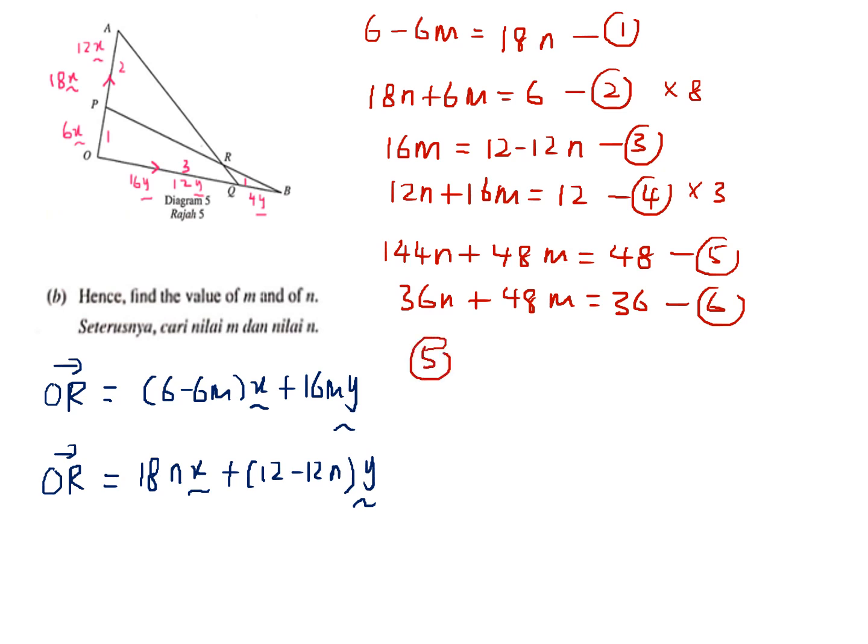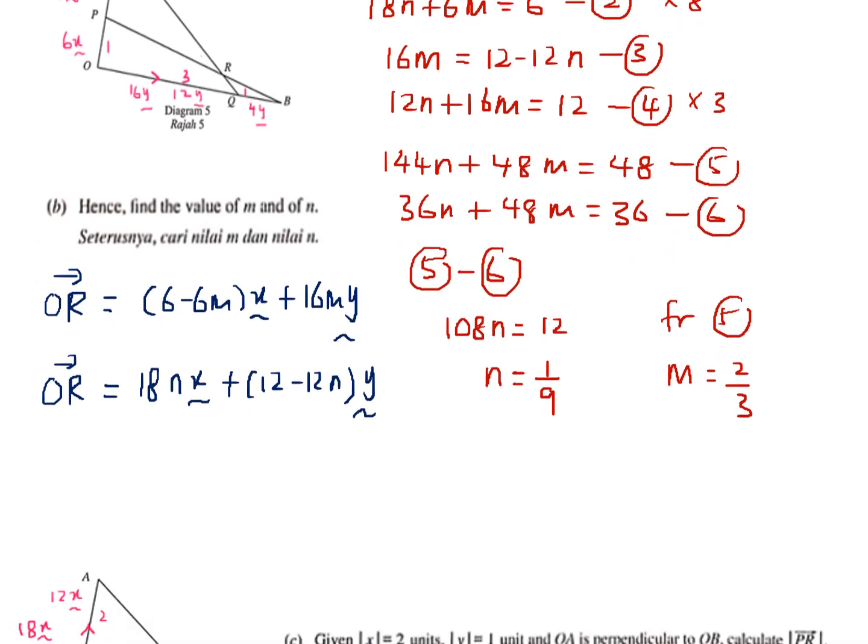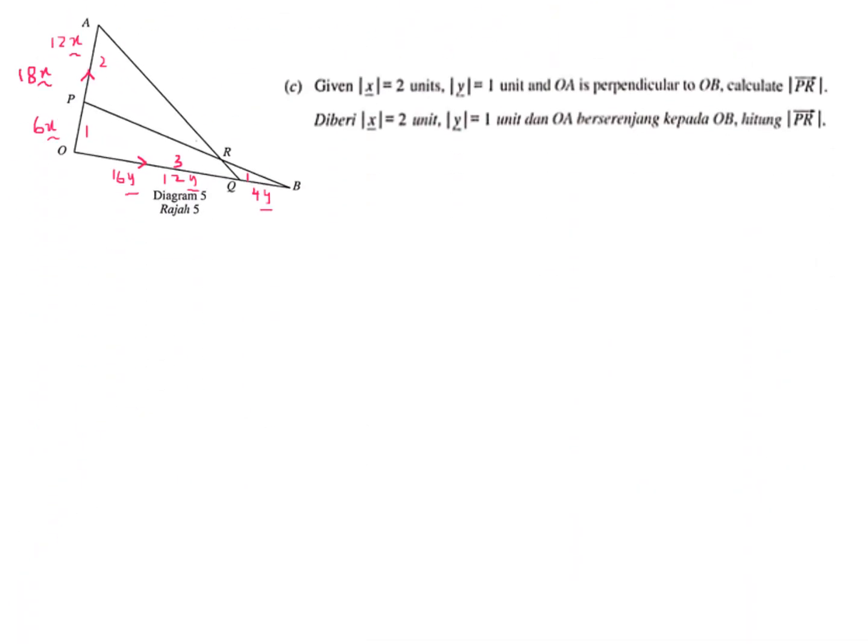By using the fifth equation minus the sixth equation, we obtain 108n equals 12, which is n equals 1 over 9. From the fifth equation, we obtain m equals 2 over 3. Question C. Given that the magnitude of vector x is 2 units, the magnitude of vector y is 1 unit, and OA is perpendicular to OB. Calculate the magnitude of vector PR.